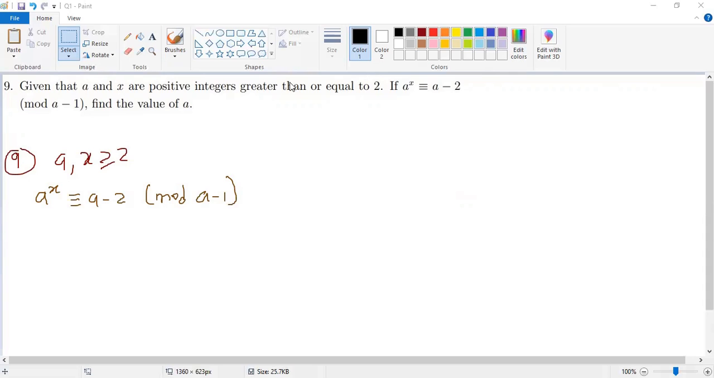I'm going to use a purely modulo solution, and use the other way of writing it out, rather than writing it as an equation and playing around. Since they wrote it like that, I'll use a modulo style. So we replace a as a minus 1 plus 1 in the bracket, and I also replace the a minus 2 as a minus 1 minus 1. The modulo that we are evaluating in is a minus 1.